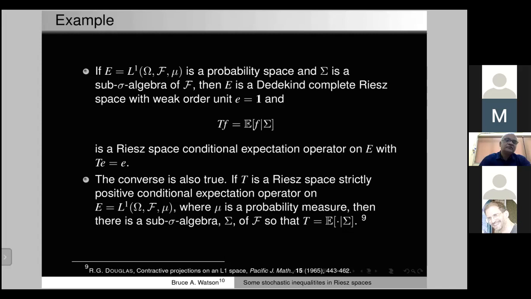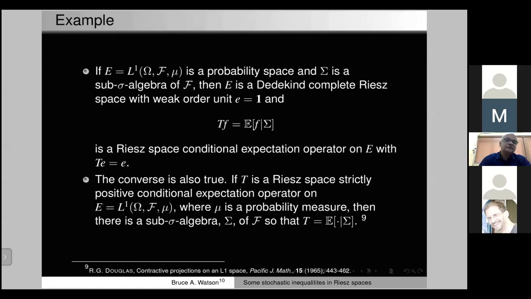And one note here is, if we start with classical L1 as our Riesz space, a classical L1 over a probability space, and we take a subsigma algebra of the original sigma algebra F, then the resulting conditional expectation operator on L1, which preserves the one function, is exactly the Riesz conditional expectation operator, and the converse is also true.